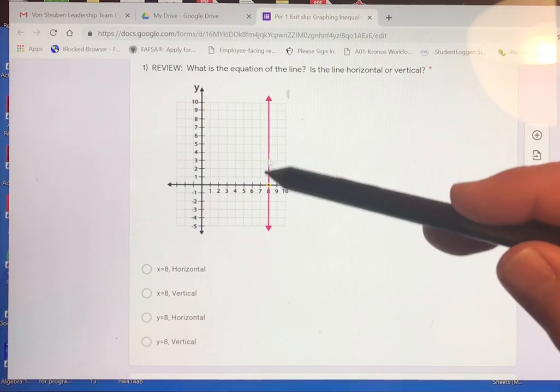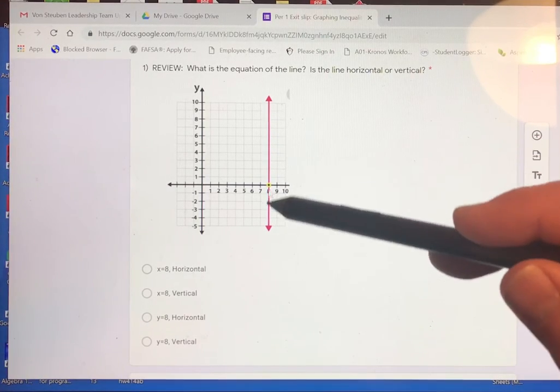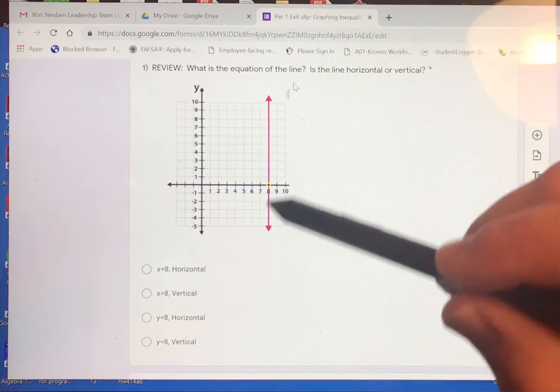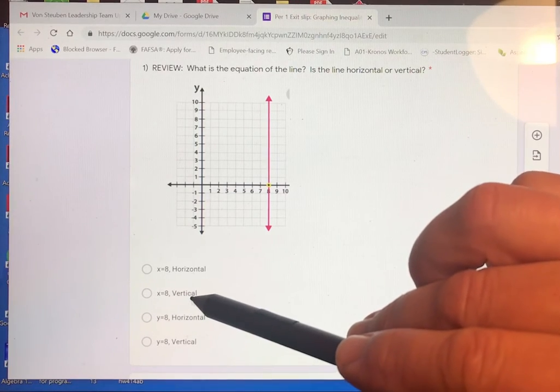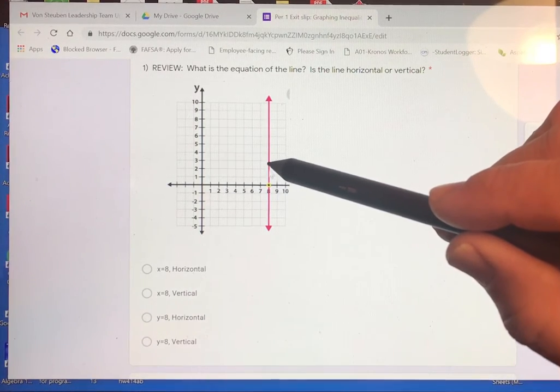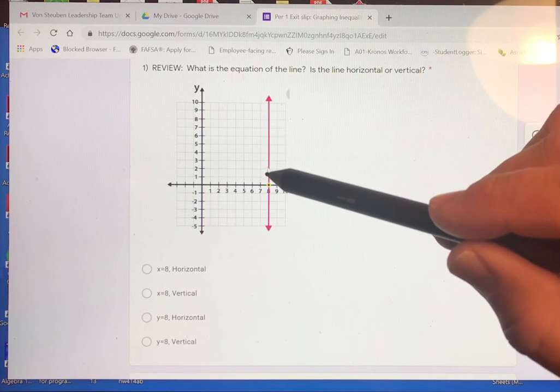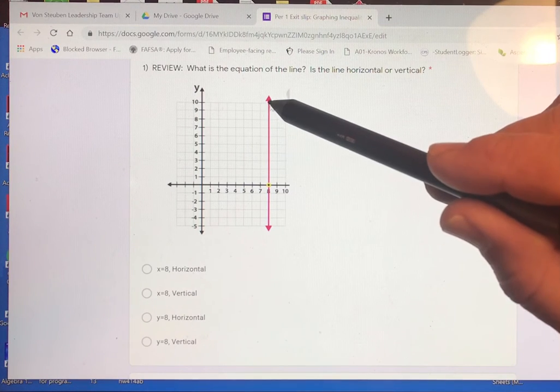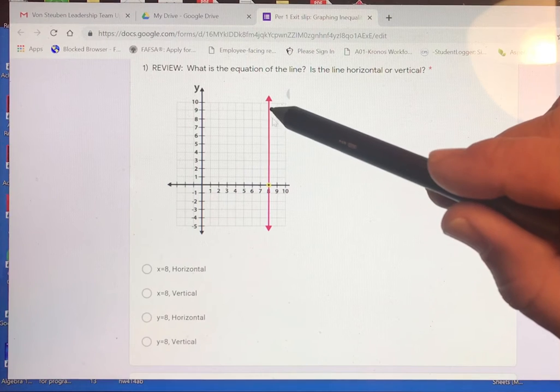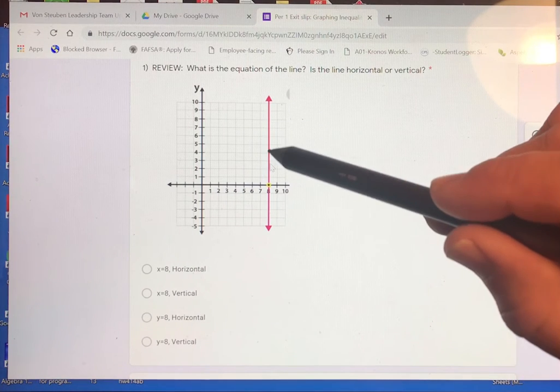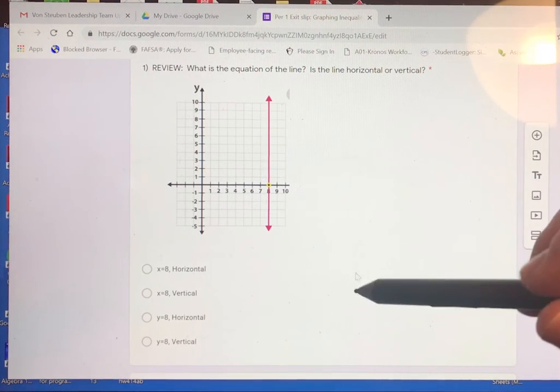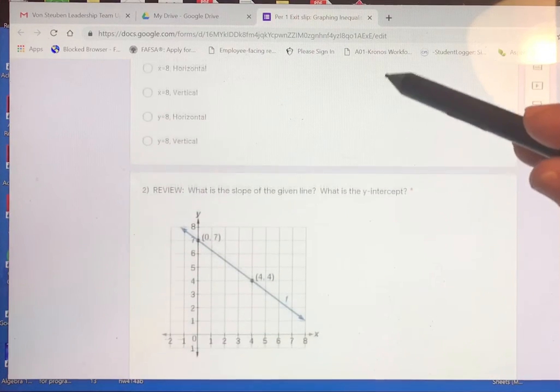This is a vertical line, and the equation of the line is x equals 8. Every single point on this line has an x coordinate of 8. The y values are different, but the x coordinates of every point on that line is equal to 8.